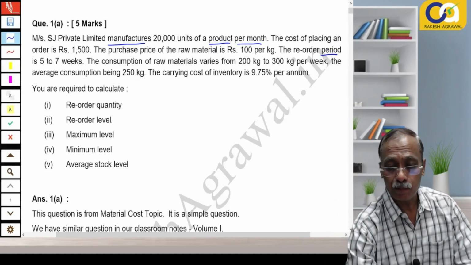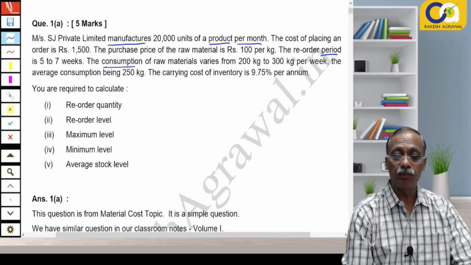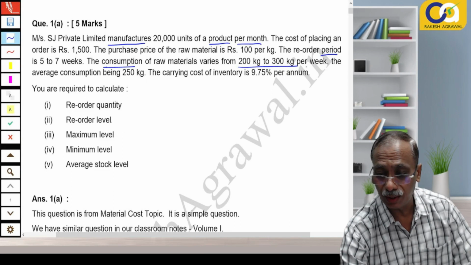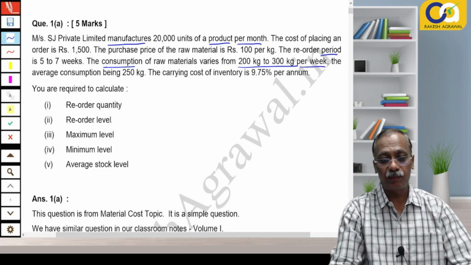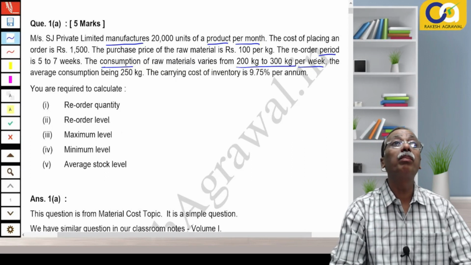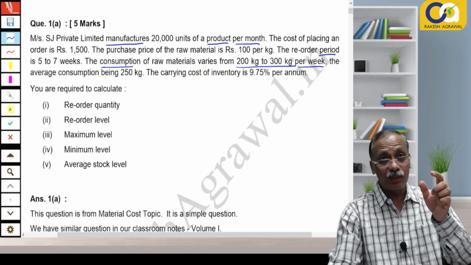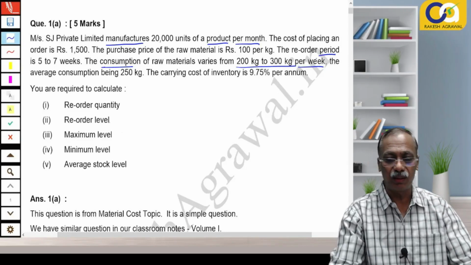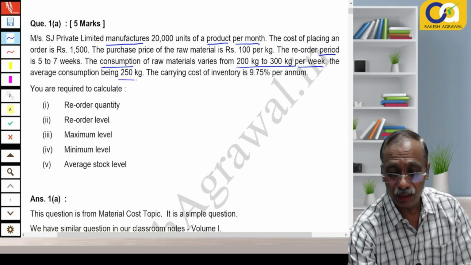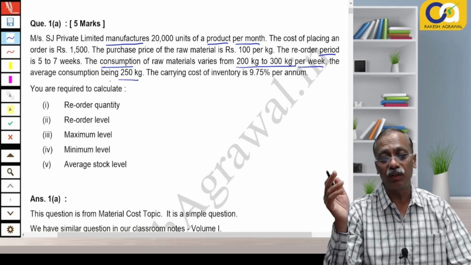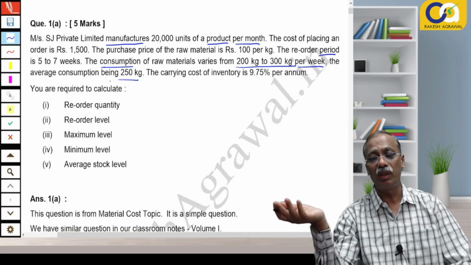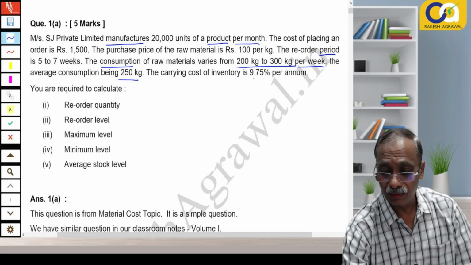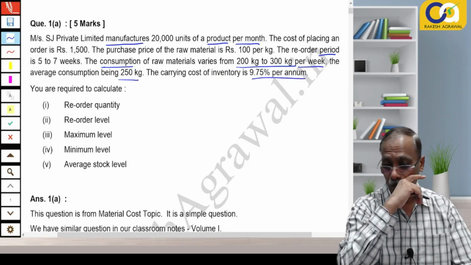The consumption, underline the word consumption. Consumption of raw material varies from 200 kg to 300 kg per week. The speed of consumption is given in per week. This consumption speed is also called usage rate. Usage rate is the speed of consumption, and the average consumption being 250 kg. Naturally, if you take the average of 200 and 300 kg, that is 200 plus 300 divided by 2, you will get 250 kg. The carrying cost of inventory is 9.75 per annum.